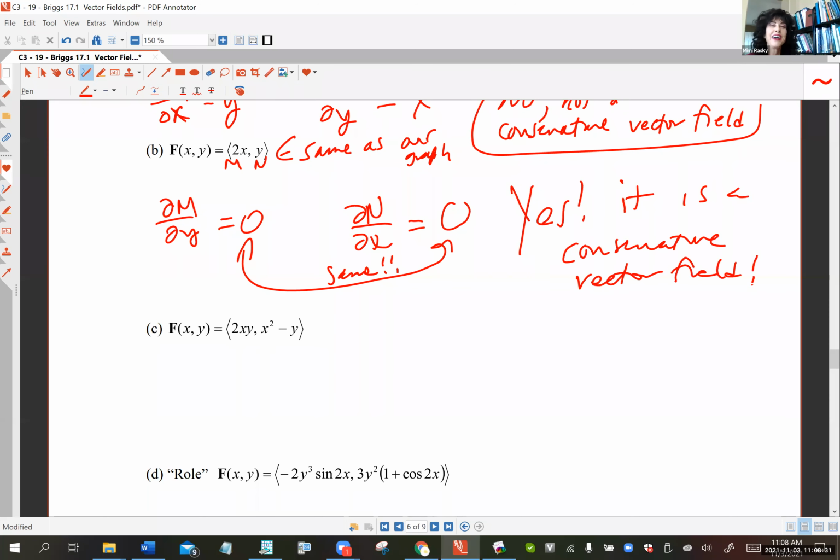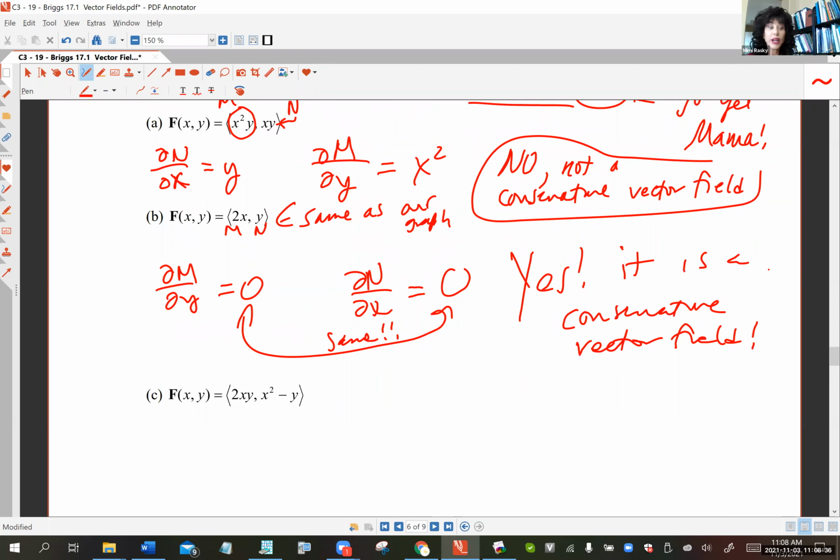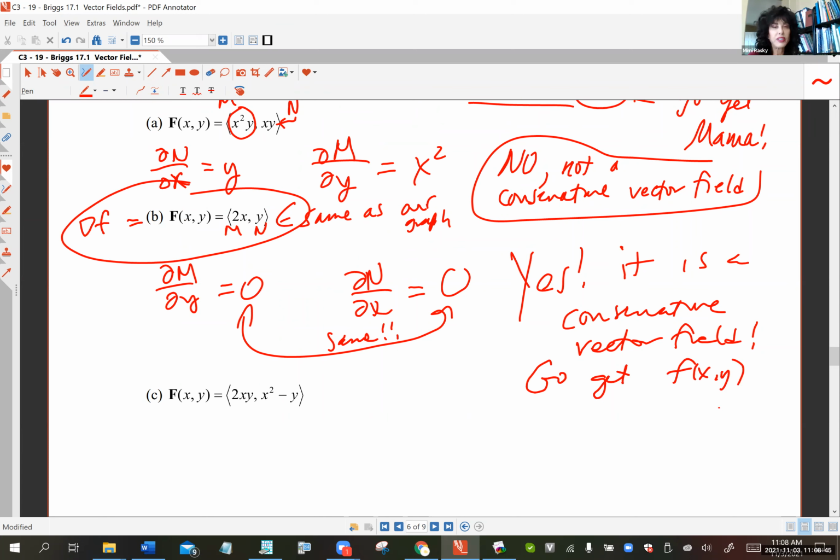Who's mama? That's the scalar function, little f, which, if you did take the gradient, would be the gradient. This would be del little f. They're one and the same. So we have to go get little f. Now, watch closely how I do this, because this is not how the book does it.